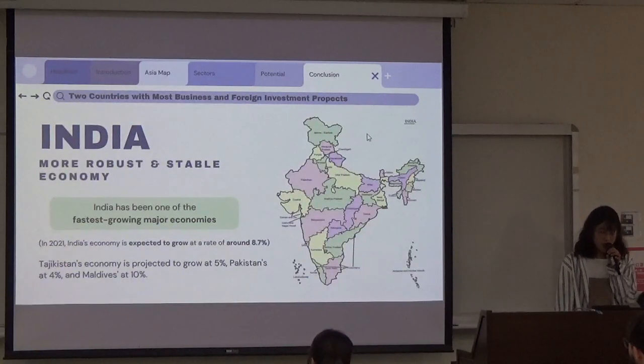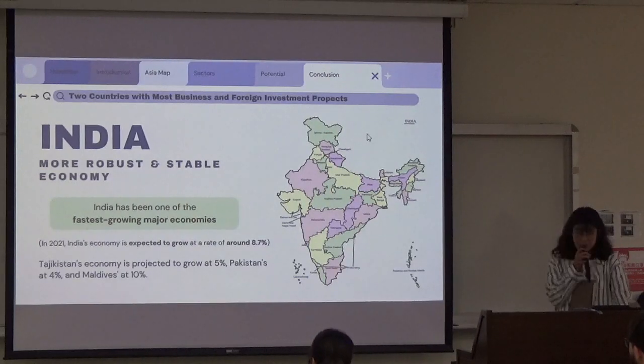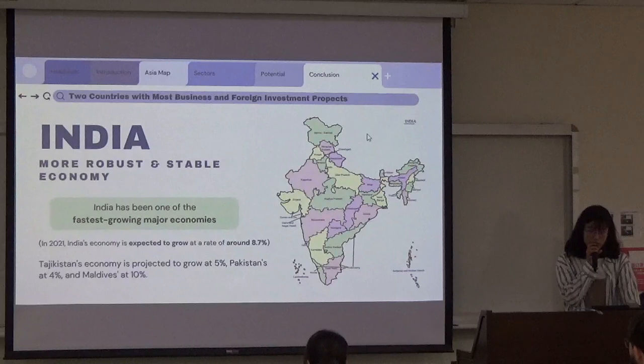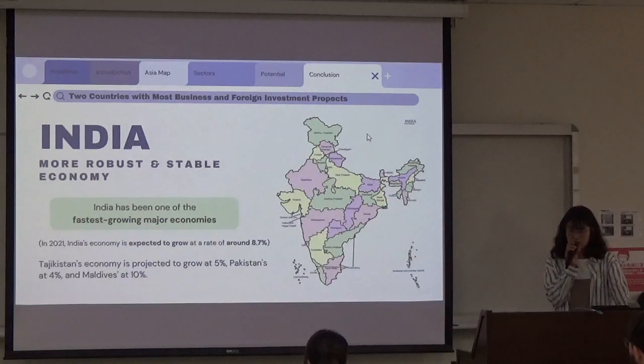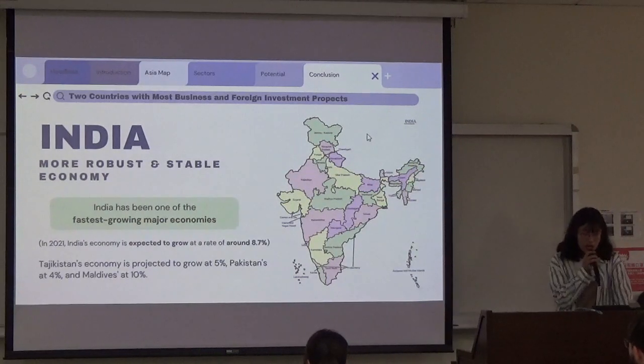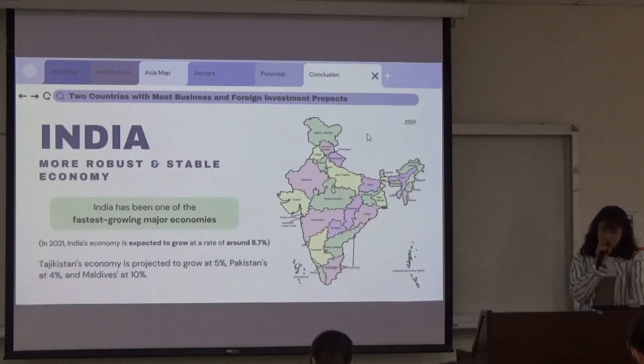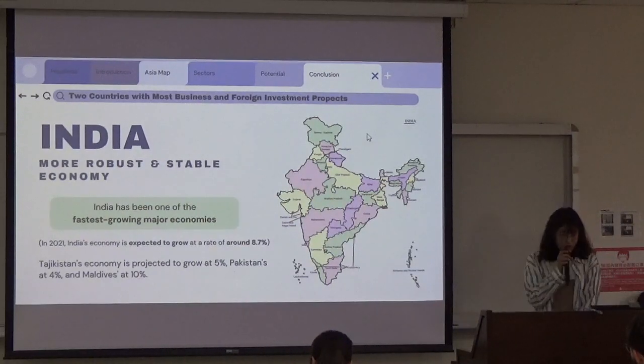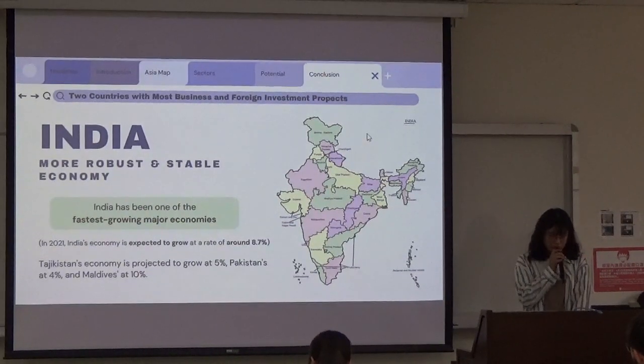The second advantage is that India has a more robust and stable economy. India has been one of the fastest growing major economies, like we just mentioned above, and it is expected to grow at a rate of around 8.7% in GDP. So this is the second reason why we chose India.